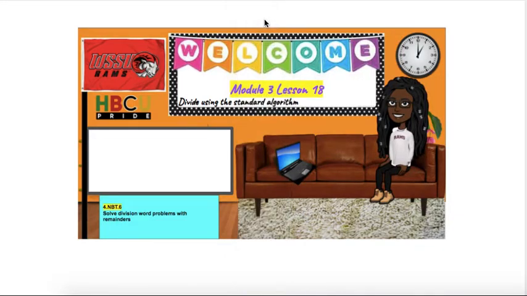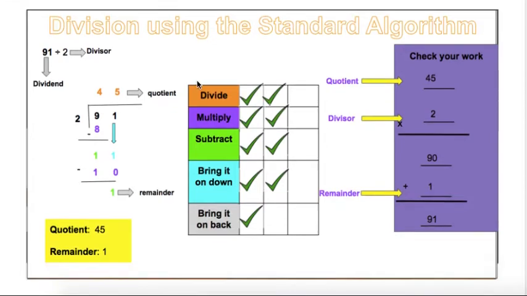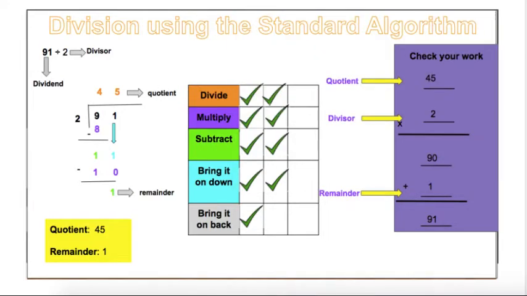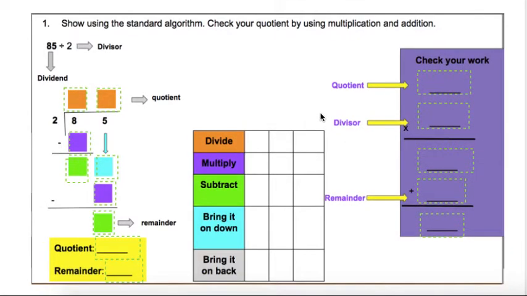We're going to start on slide 4. This is the anchor chart that we're going to be using throughout the day in order to make sure that we completely understand how to divide using our standard algorithm. If by any chance you need a refresher on how to divide, just make sure you're going back to this part of the video to look at the anchor chart. All right, you guys, here we go. Slide 5. It says show using the standard algorithm. Check your quotient by using multiplication and addition.